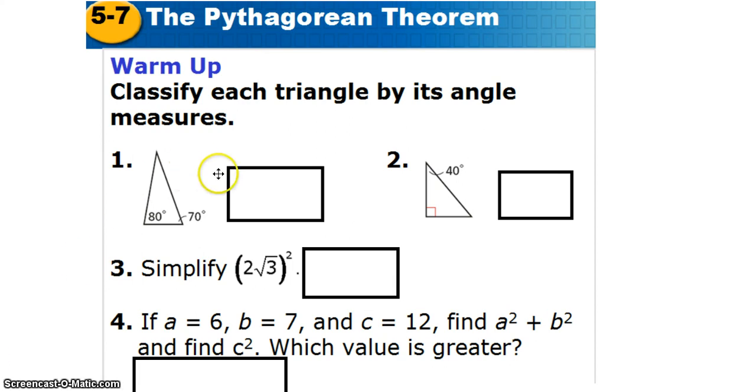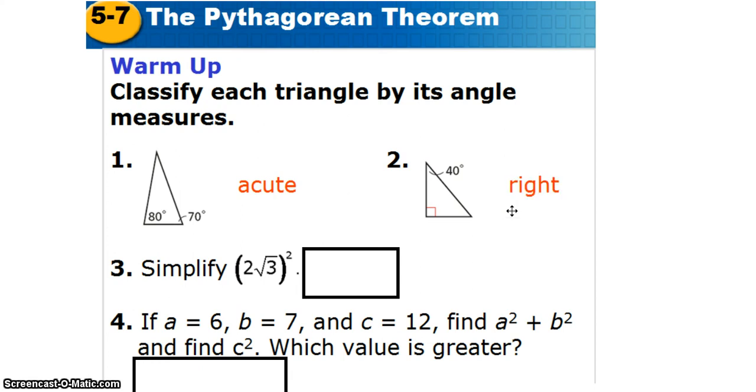Classifying each triangle by its angle measures: 80, 70, so we must have a 30, so this would be an acute triangle. We have a 40, 50, 90. With that 90 we know it's a right triangle.